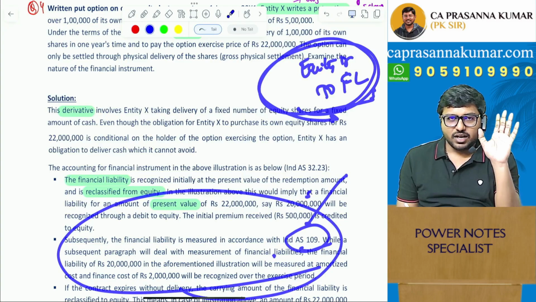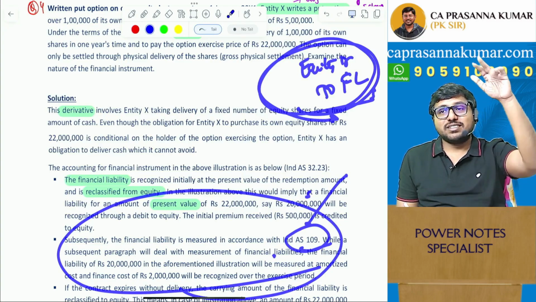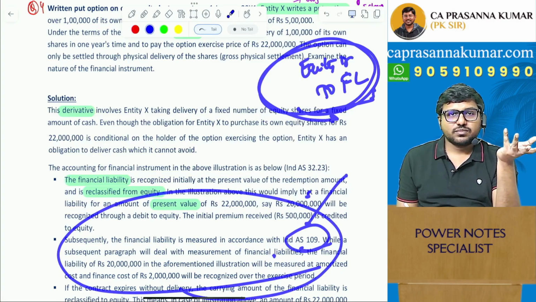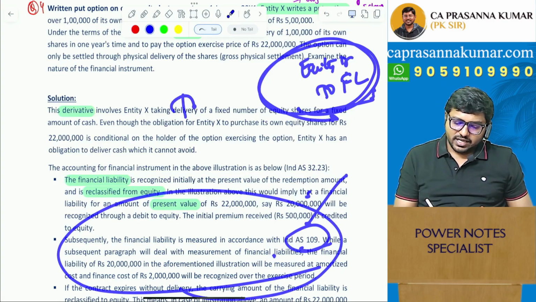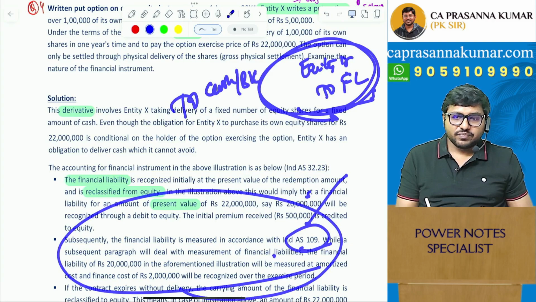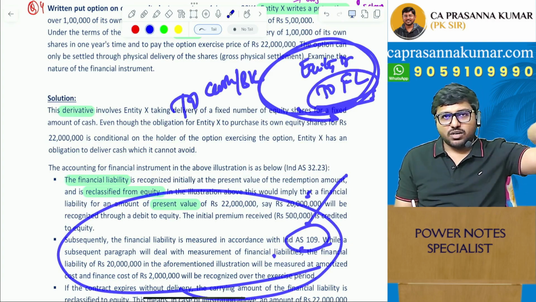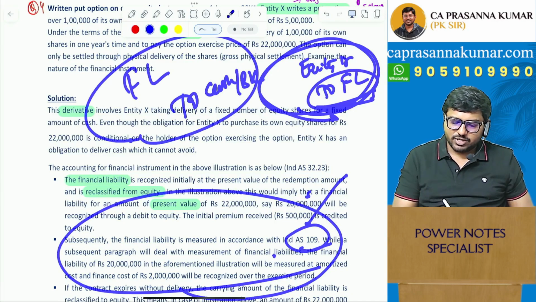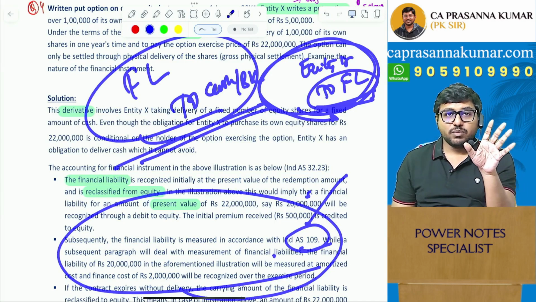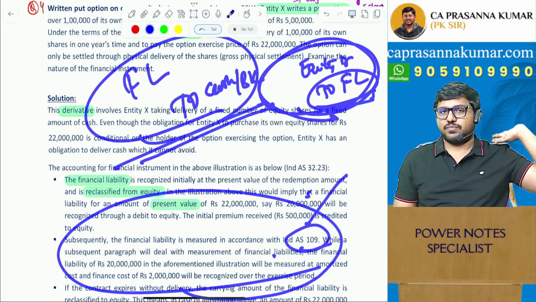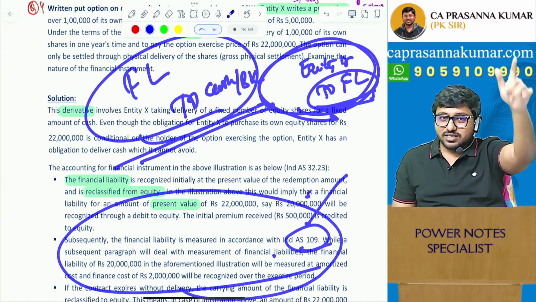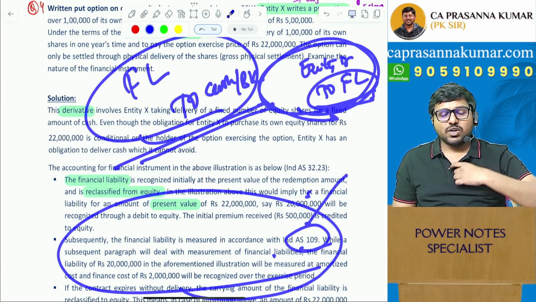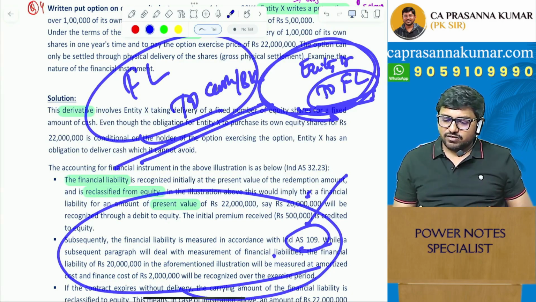Clear? Now tomorrow suppose he exercises the option. Then what will you do? You will be paying cash, so to cash or bank, and the financial liability will be gone, because once you pay the cash, your financial liability is settled. Therefore, you will be debiting your financial liability. So tomorrow, financial liability to cash will be your entry, provided he exercises the option. He exercises his right to sell, then you have an obligation to buy, so you pay cash and your financial liability will be debited.